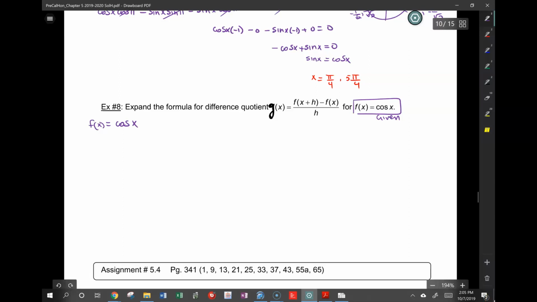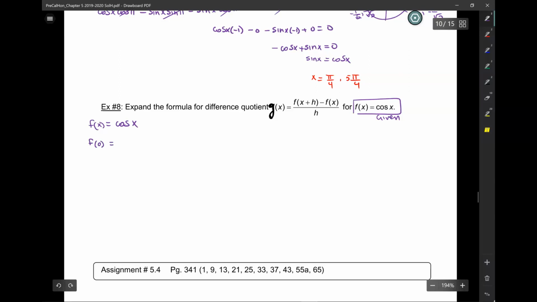Now, if I were to ask you what's f of 0, what would you say? It's cosine of 0, right? It would be 1. Now, if I were to ask you what's f of a, you would say, oh, that's cosine of a, right? So f of x, we know what it is. How about if I ask you for f of x plus h? Now that is cosine of x plus h. So if f of a is cosine of a, then f of x plus h is cosine of x plus h.